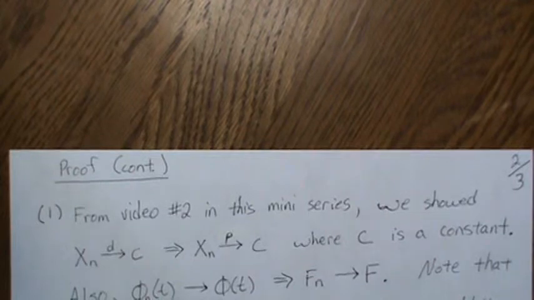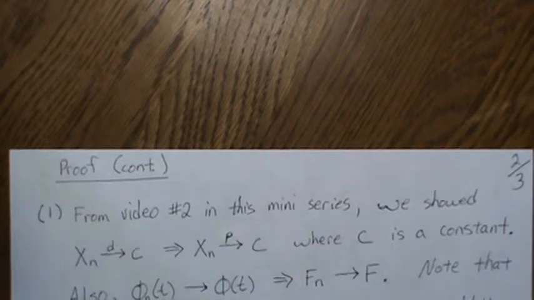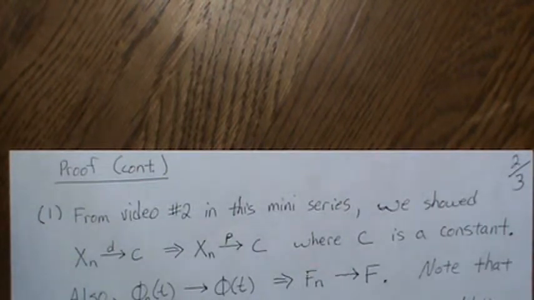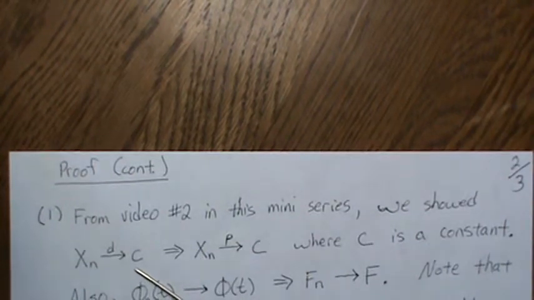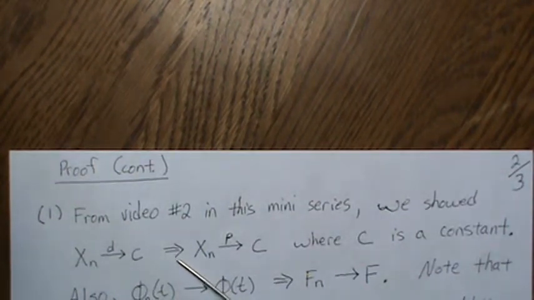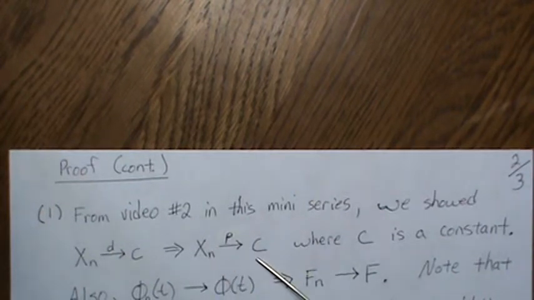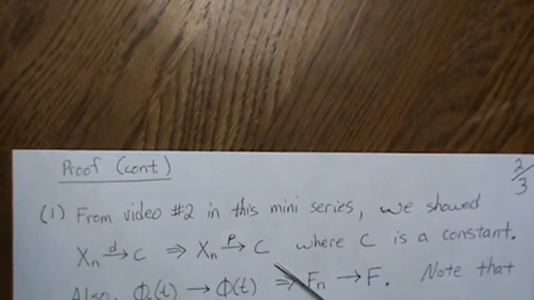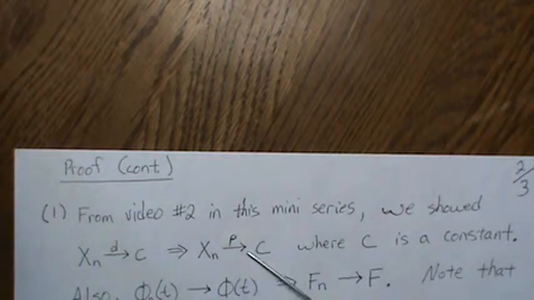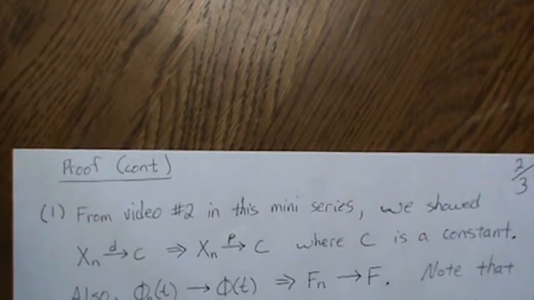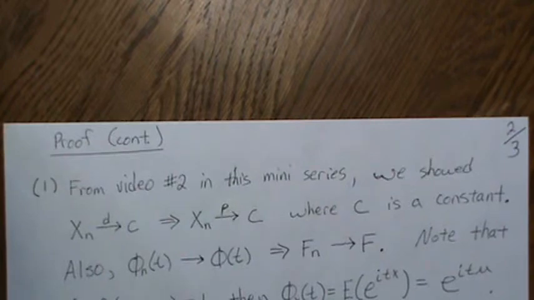Normally it's the other way around. Convergence in probability always implies convergence in distribution, but not the other way. Convergence in distribution usually does not imply convergence in probability. But if the distribution converges to a constant, then that 100% implies that the random variables converge in probability to that constant. We proved that in video 2.